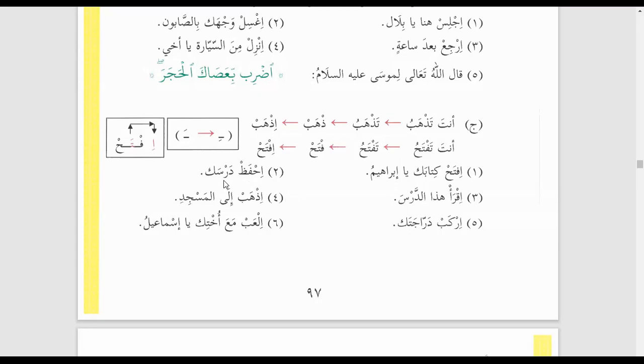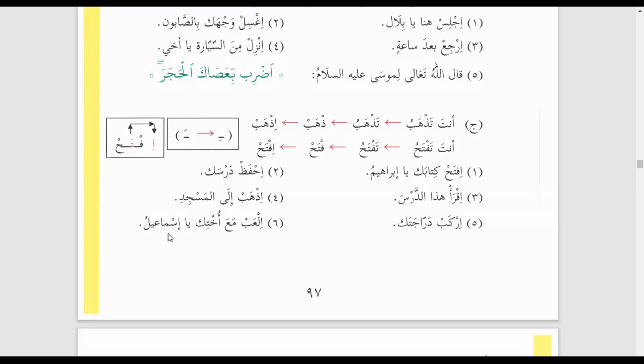Ihfad darsak, memorize your lesson. Iqra' hadha ad-dars, read this lesson. Idhhab ila al-masjid, go to the masjid. Irkab darrajatak, ride your bicycle. Ilab ma'a ukhtika ya Isma'il, play with your sister, O Ismail. All of them are imperative forms, fi'l al-amr, and there is no need to say please, play with your sister.